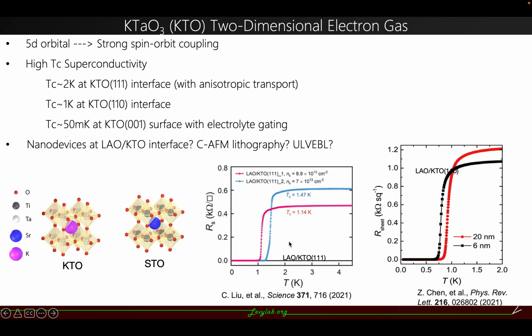Potassium tantalate is a new platform that attracts much attention recently. It has a similar perovskite structure as STO, although the conducting band comes from 5d electrons of tantalum, which has much stronger spin-orbit coupling than STO. The LAO-KTO 111 and 110 interface has shown superconductivity with Tc almost one order of magnitude higher than STO. To further utilize these properties, one would think of creating KTO-based nano devices. Thus, we tried the two techniques that worked on LAO-STO heterostructures to see if they can create nanoelectronics at KTO systems.